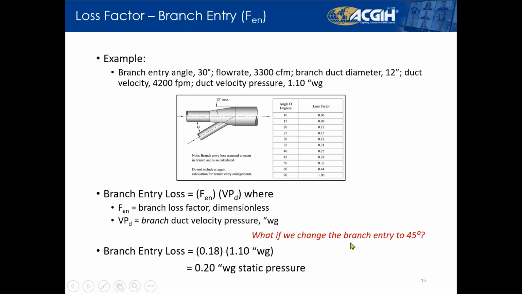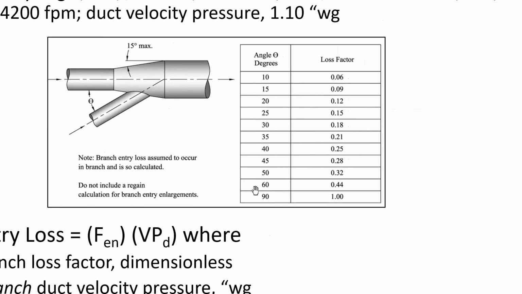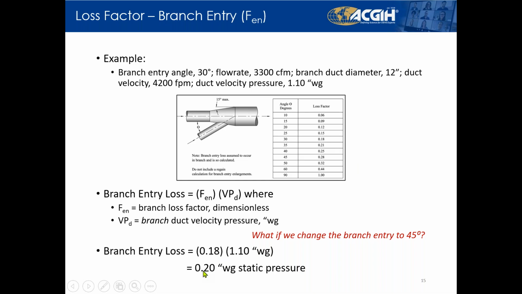Now, what if we change our branch entry to 45 degrees? If we do that, then going to 45 degrees, this loss factor of 0.18 for a 30-degree entry goes to a 0.28 for a 45-degree entry, and this value changes accordingly.